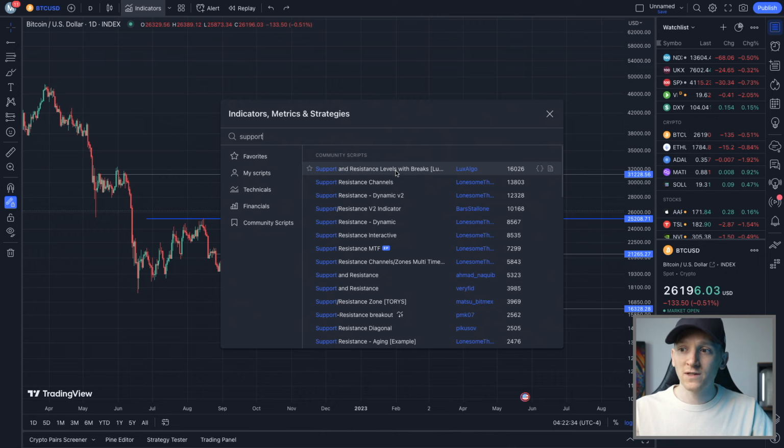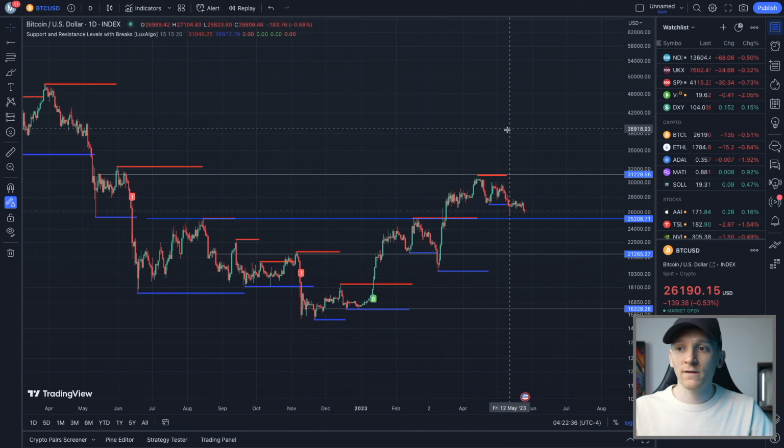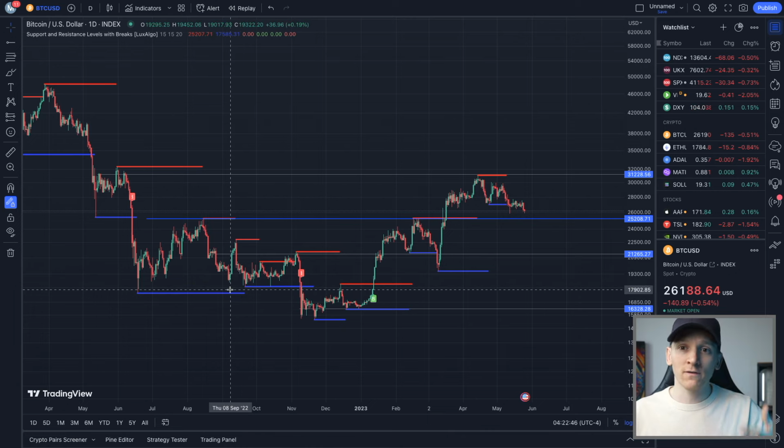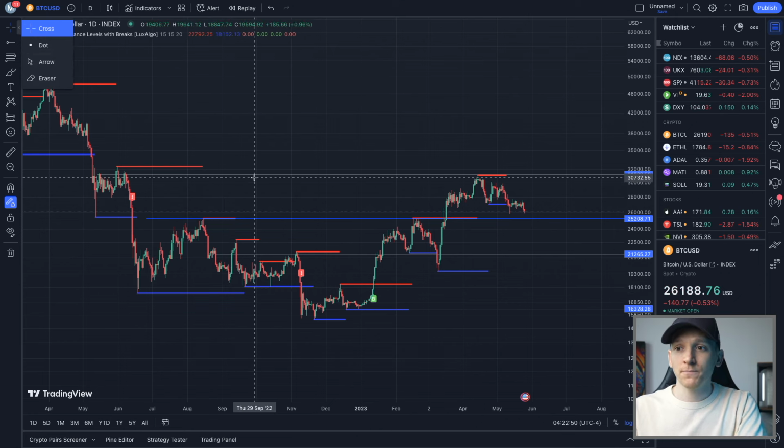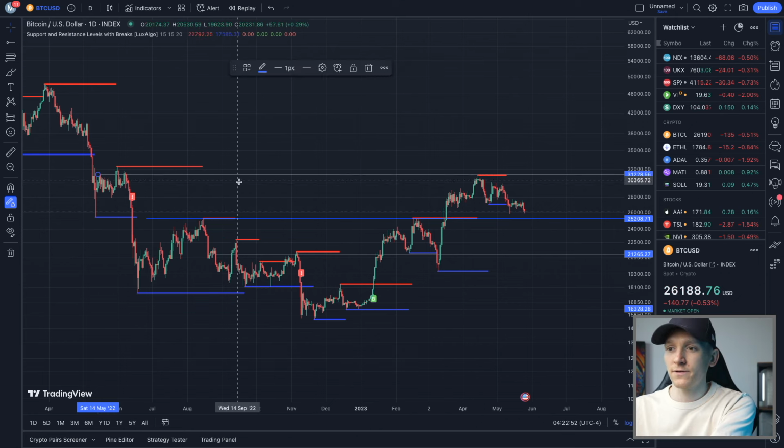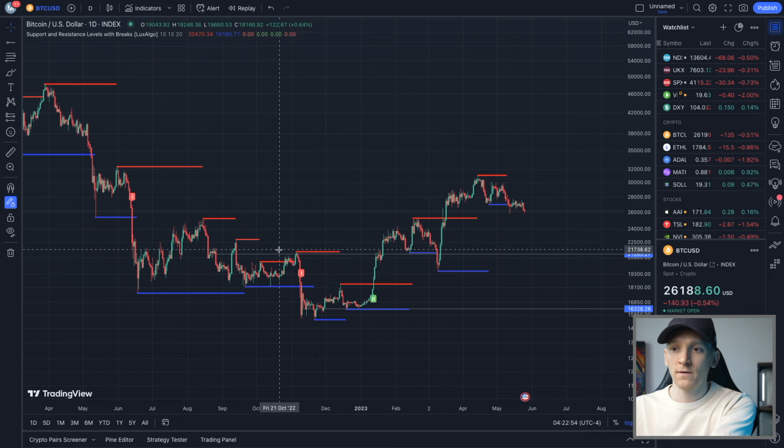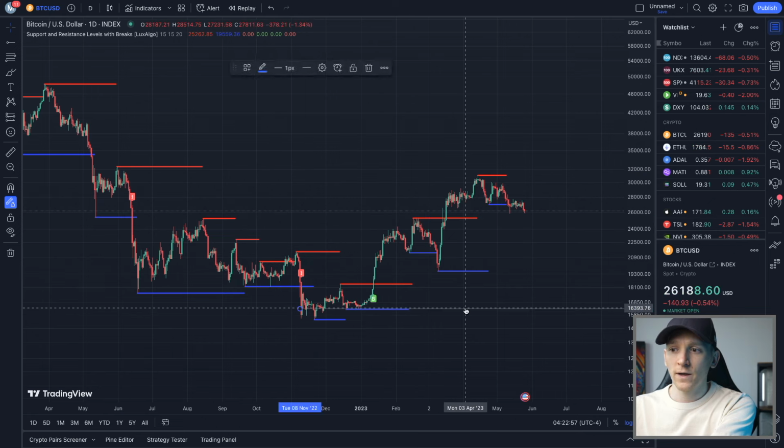So if we just click this on right here, we can see that the lines that I drew are actually very close to some of the lines and levels that we've got with this indicator as well. So if you can't see support and resistance levels on the chart, this is a great way of actually getting those without having to do the work yourself. So let's take my support and resistance levels off and we can see them here.